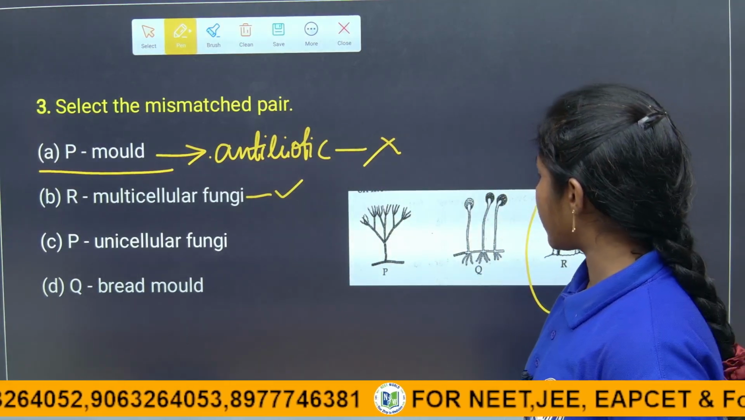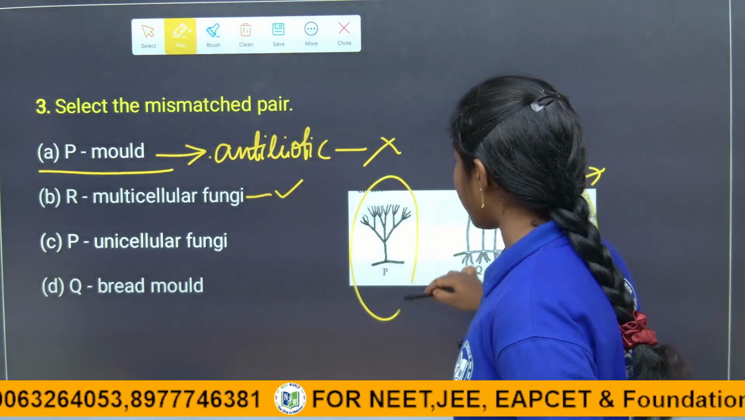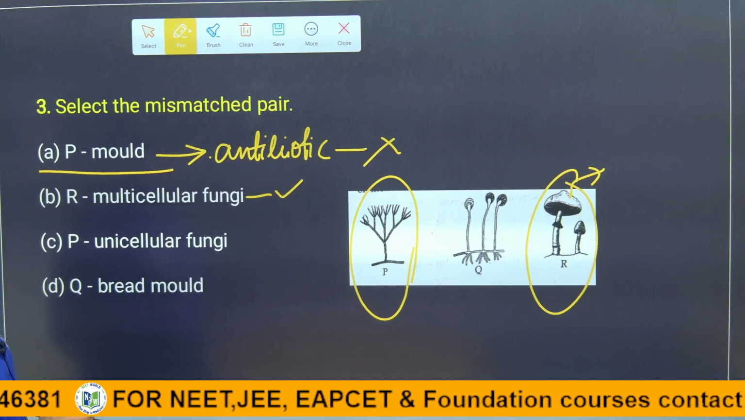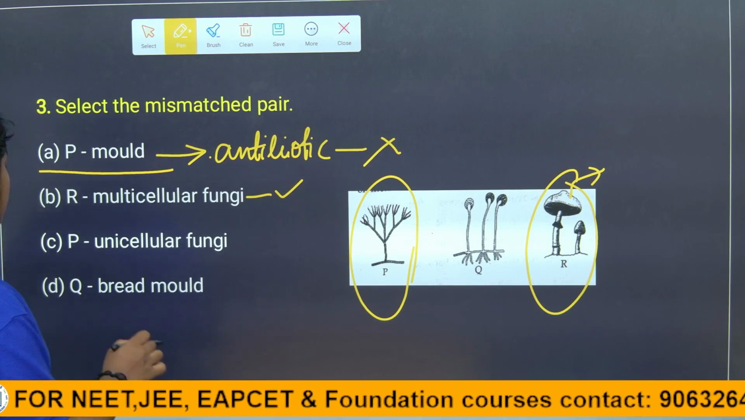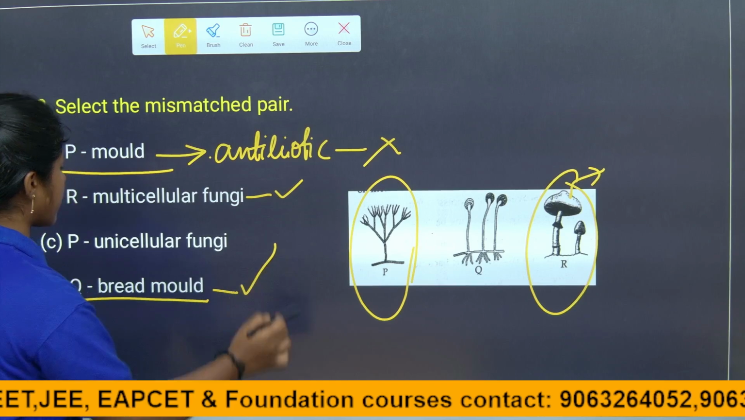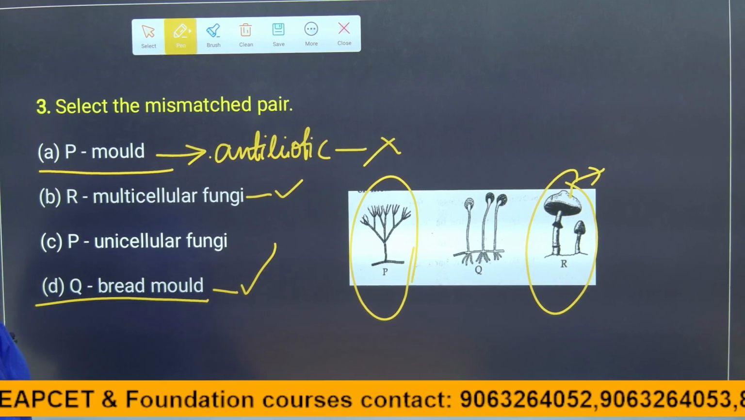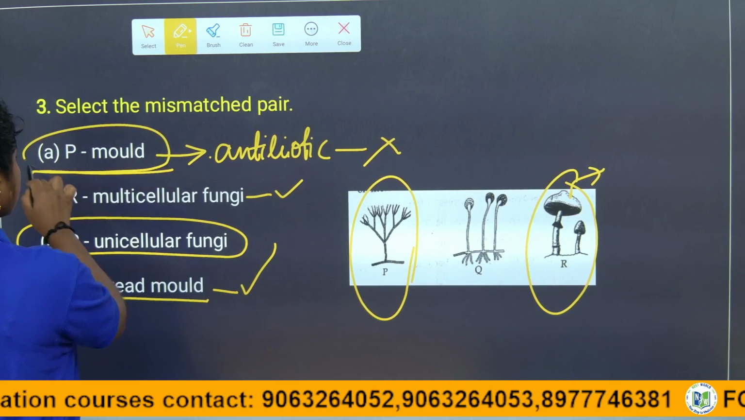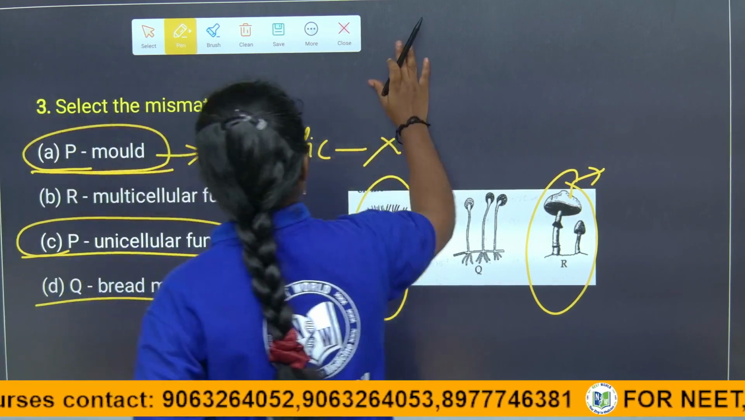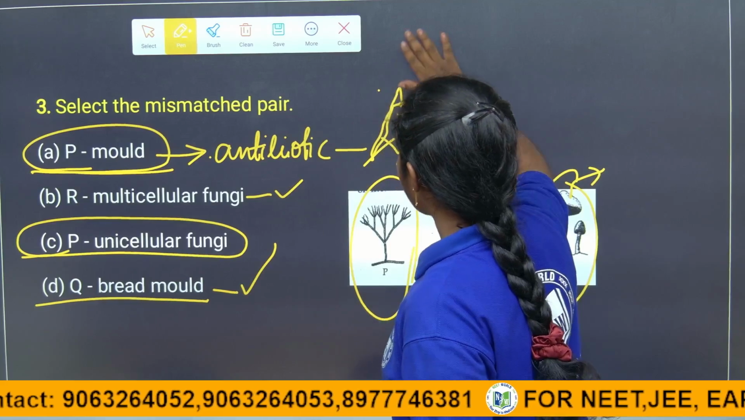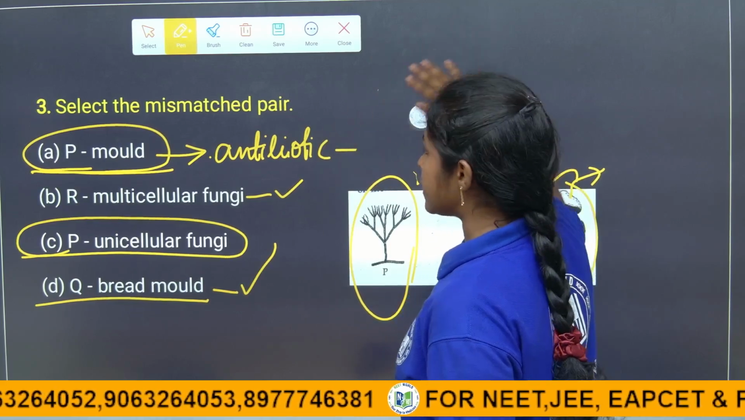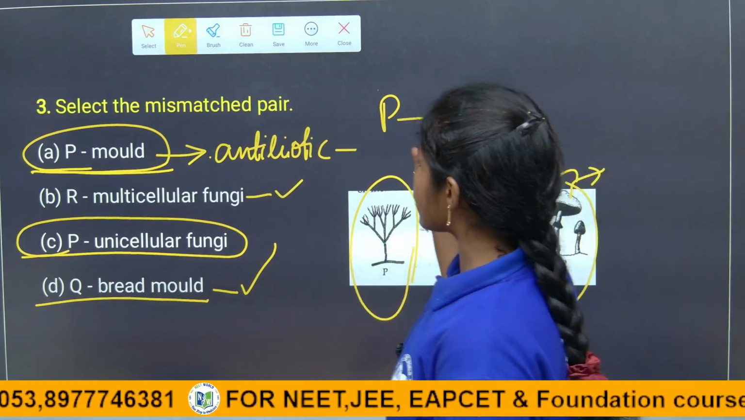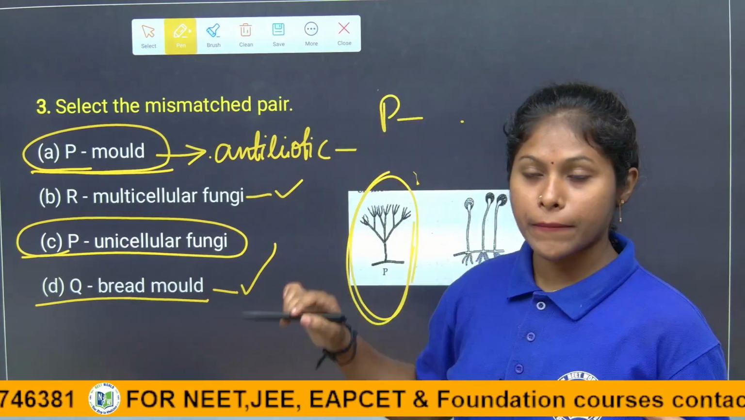And P is unicellular fungi. They are saying P is unicellular fungi. So here, see children, P is mold, right? Okay. Q is bread mold. Here Q is also a right statement. Coming to this question, children, they are saying P is unicellular fungi and P is mold. If they had given the accurate answer, penicillium P is used to produce antibiotic, that would be the correct answer. But it is also a mold. So penicillium is also a mold.